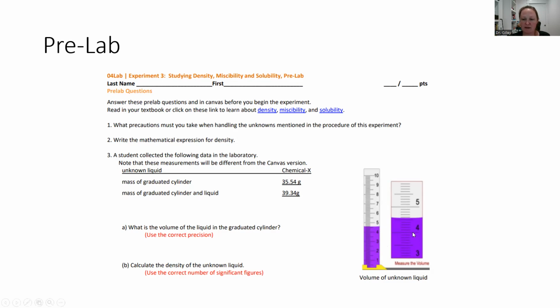Remember that we want to look at the delta value, or the increment for each hash mark, and then estimate right in between the hash marks. So make sure that you're reading this to the correct number of significant figures. And then calculate the density. It's going to be one single number, and then make sure you include the units of grams over milliliters.